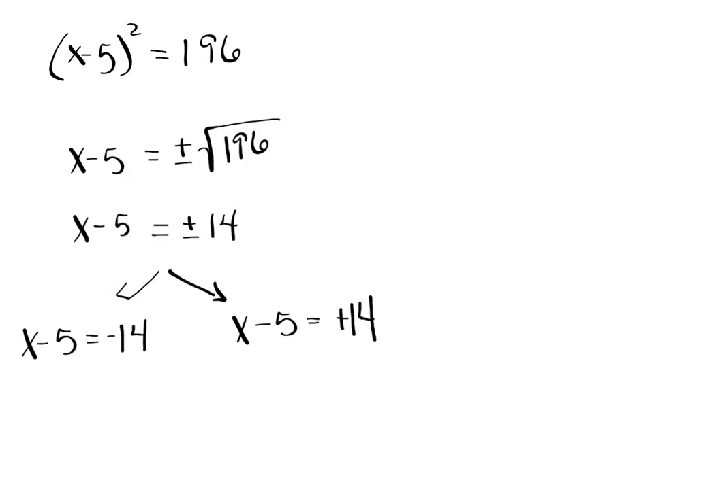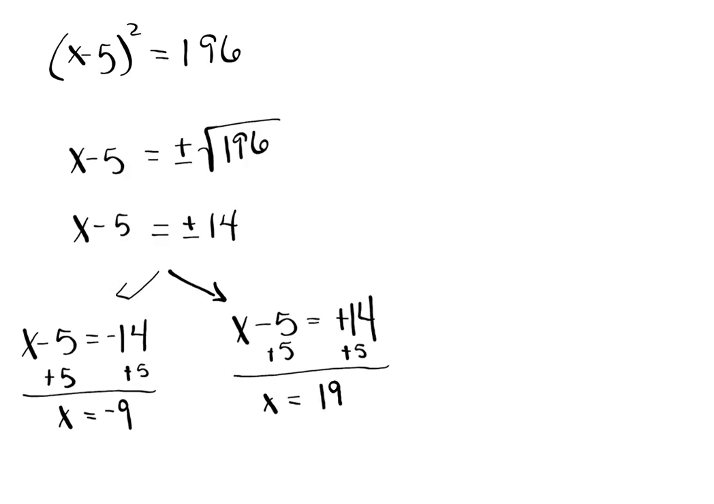Notice the stuff right here did not change. Only the sign in front of the 14 is different. So, with that said, we're going to go ahead and solve this. I'm going to add 5 to both sides, and I get x equals negative 9. Add 5 on both sides here, and I get x is equal to positive 19. And so I have two answers.